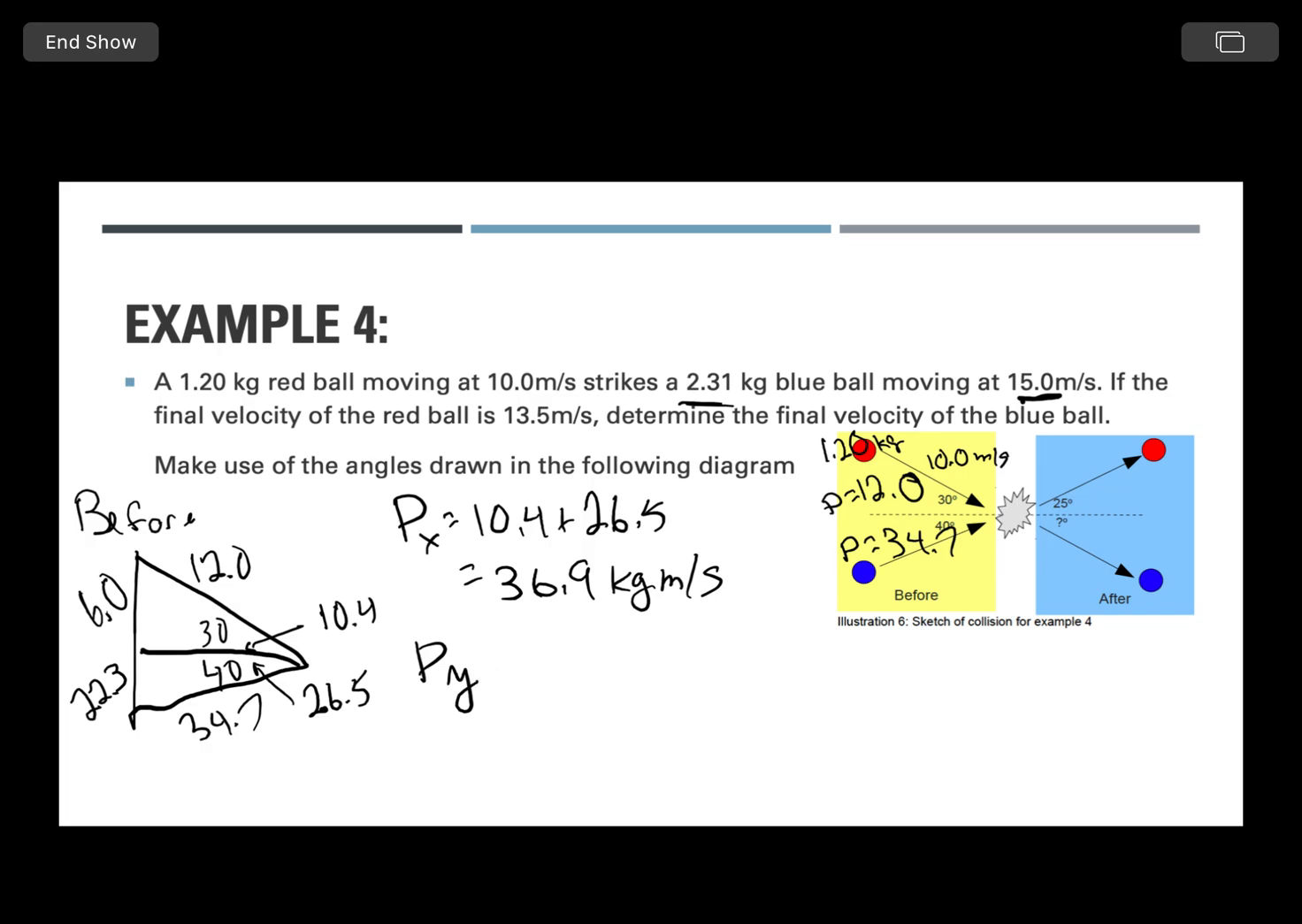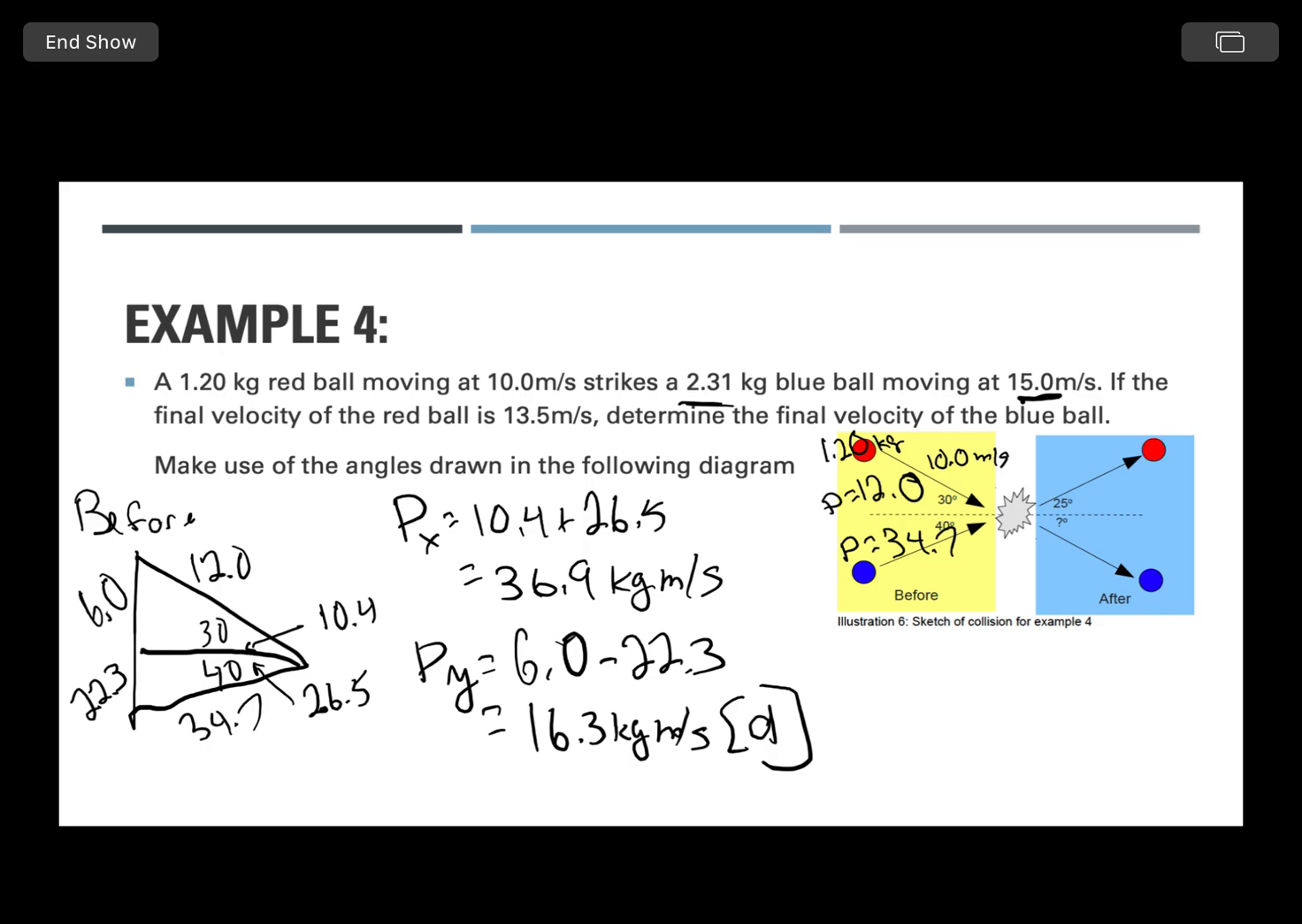And I'm going to do the same thing for the y. And when I do that, now these ones are a little different because I've got two different directions, right? I've got 6.0 and then 22.3 going down. So that means I'm going to have a negative 16.3, but it's going to be down. So let's just make sure we have a note of that. Okay.